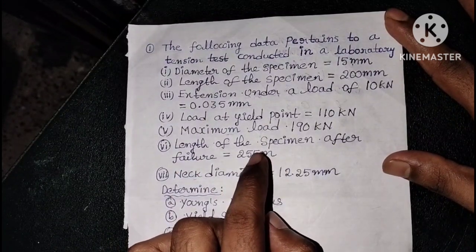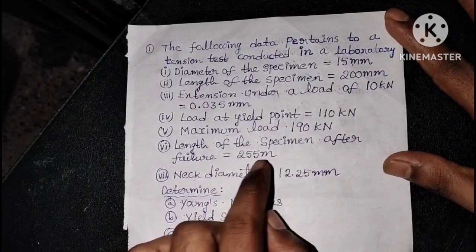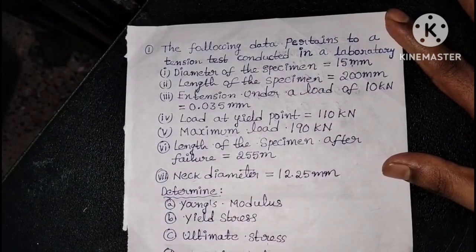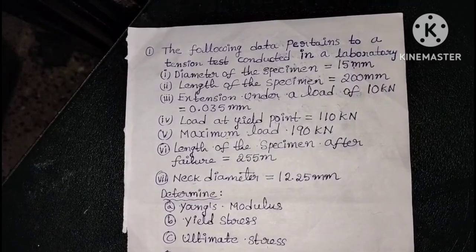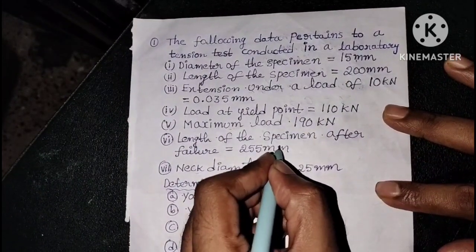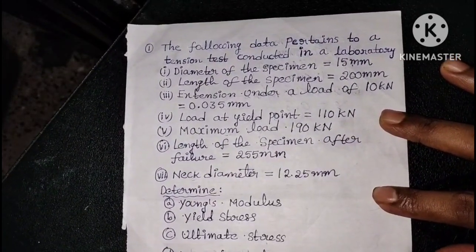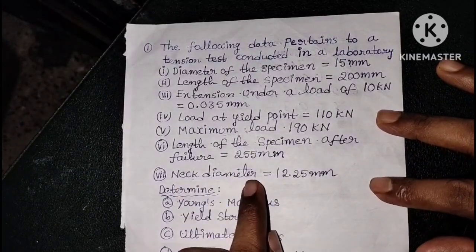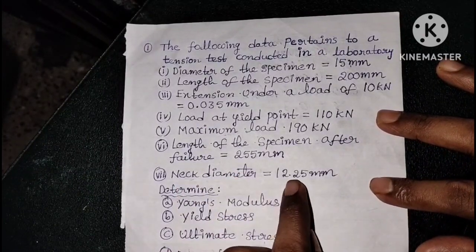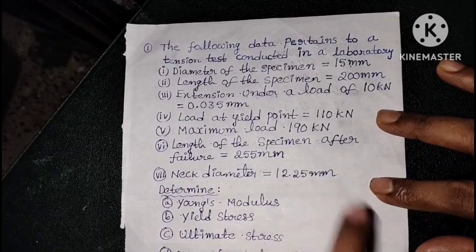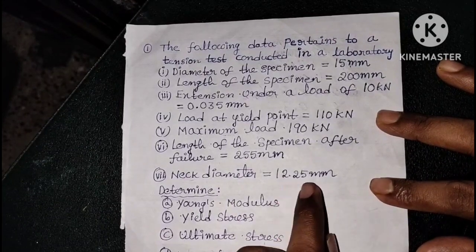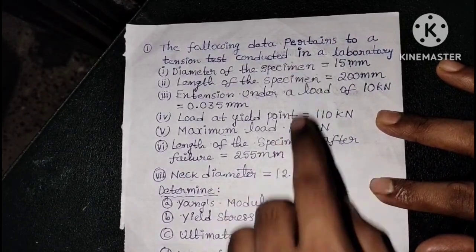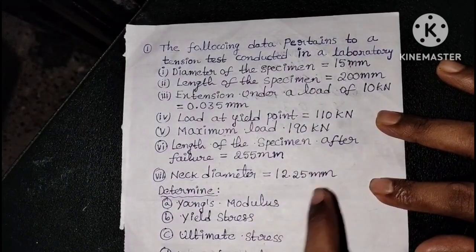255 mm. It's not meters actually, it is mm. Okay? 255 mm. Next, neck diameter. How much is the neck diameter given? 12.25 mm. The neck diameter is 12.25 mm. So this is the tensile test data.